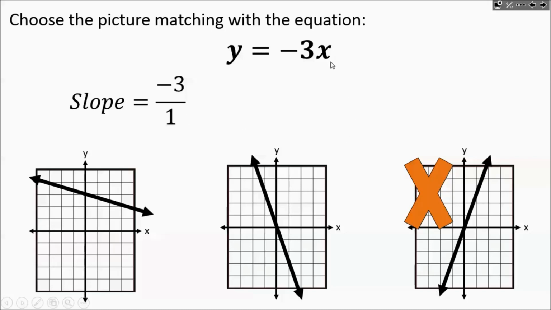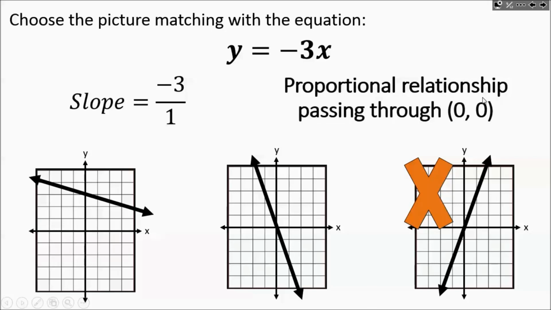This is a proportional relationship. If I put in a 0, we should get an output of 0, so our line should be passing through the origin. So it can't be this one over here on the left. Proportional relationships have to pass through 0, 0, and this one passes at 0, positive 3. So we're going to get rid of that one. That leaves us with this.